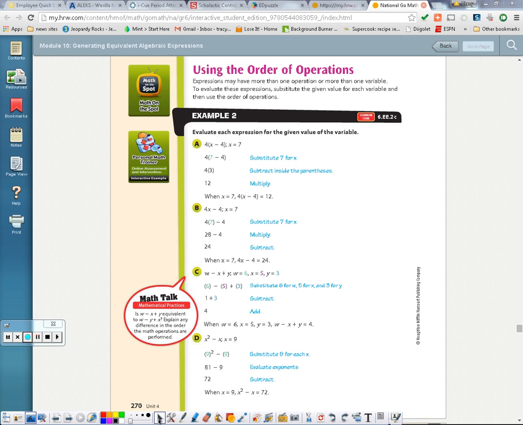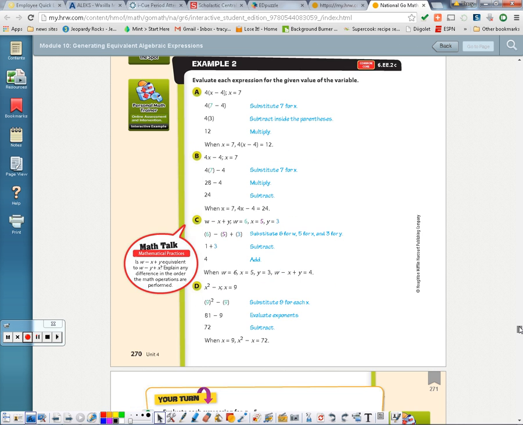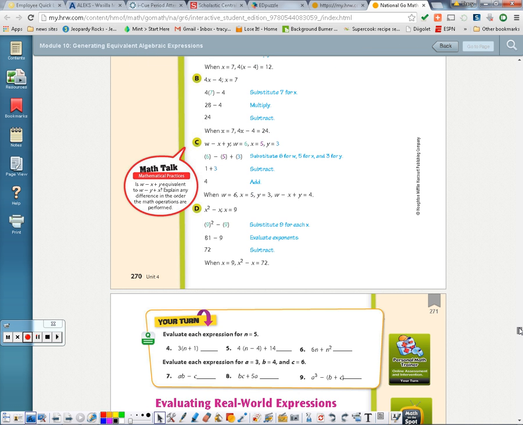And the last example, we're going to have an exponent, x squared minus x. And in this case, x equals 9. So we're going to have 9 squared minus 9. 9 squared is 81. 81 minus 9 is 72.